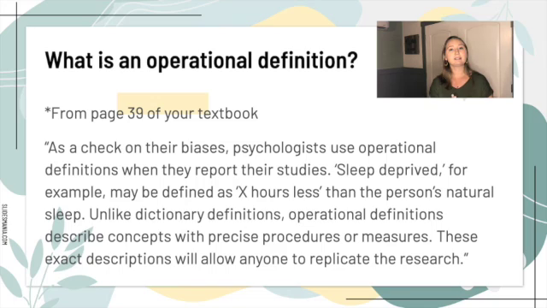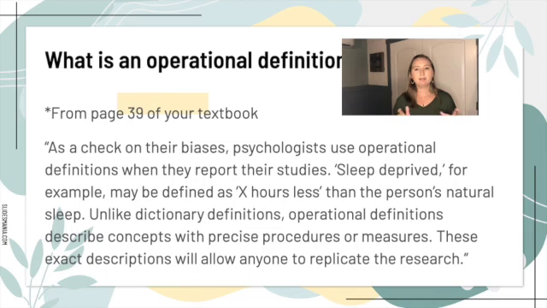But to combat that bias and maybe reshape their research so that it's not so controlled by their bias, they create what they call operational definitions, which basically means we're going to define sleep deprived not by what I would consider sleep deprived, but by this person normally sleeps 10 hours a night, tonight they got 5 hours. So X hours less than the person's natural sleep.